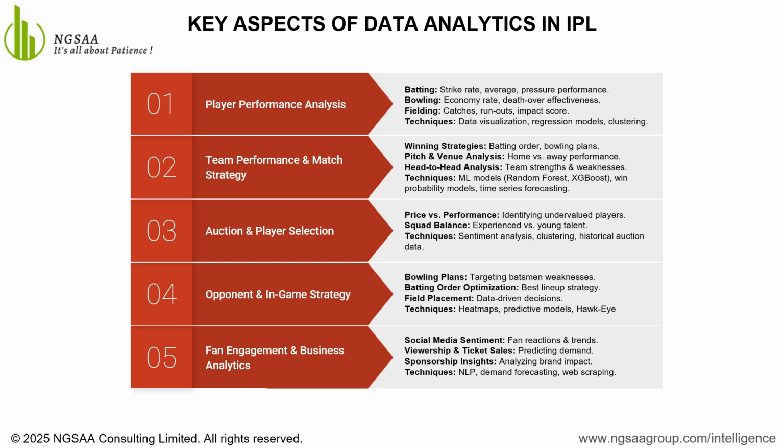4. Opponent and in-game strategy. Used for matchday decision-making based on opponent analysis. Bowling plans target batting weaknesses of the opposition. Batting order optimization identifies the best batting lineup against different bowlers. Field placement analysis uses heat maps and predictive models for defensive strategies. Techniques used: Hawkeye data, heat maps, predictive modeling.